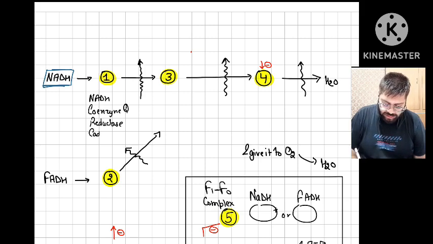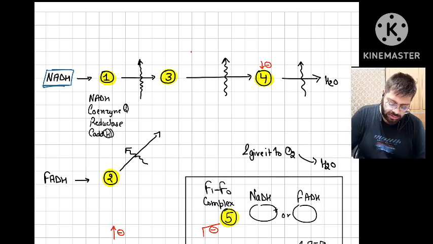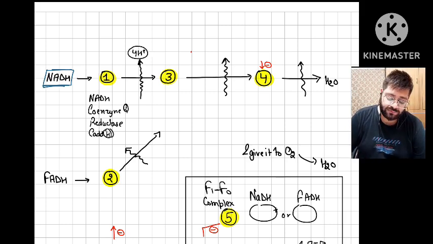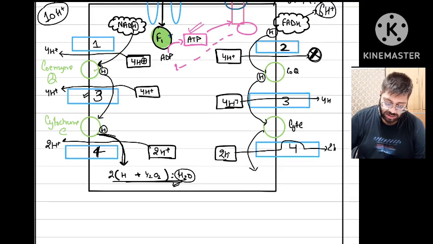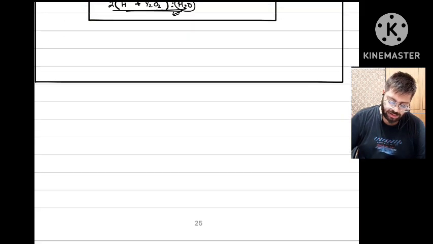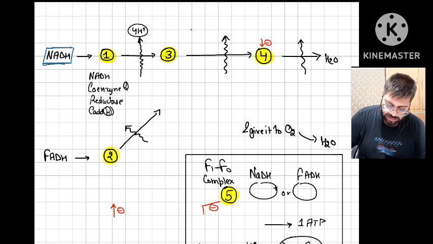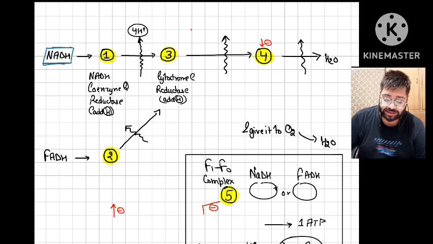Reductase means addition of hydrogen. And by virtue of this, how many protons will get leaked? That is 4. Now next step is complex number 3. What will it do? It will take the hydrogen from the coenzyme Q and give it to cytochrome C. So the name of this enzyme would be cytochrome C reductase. It also adds hydrogen, that is why the enzyme name is reductase.